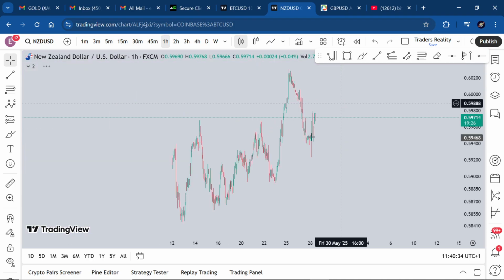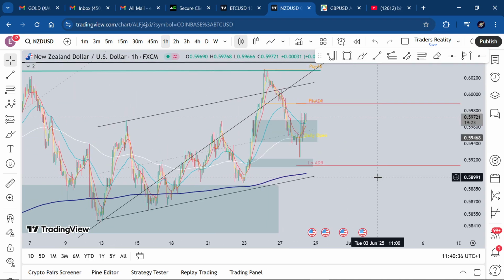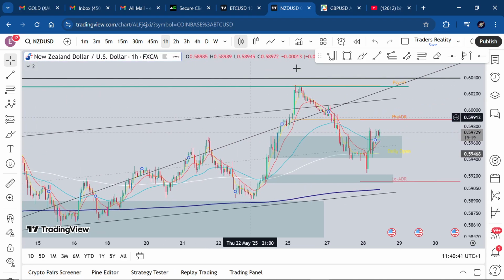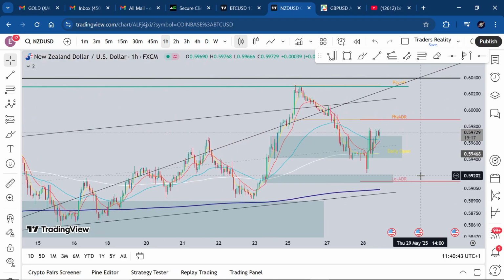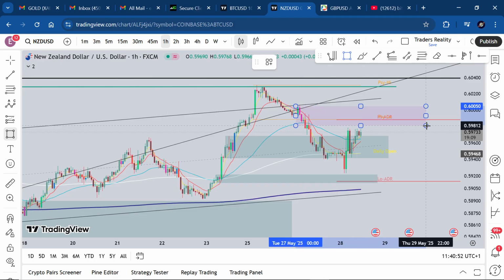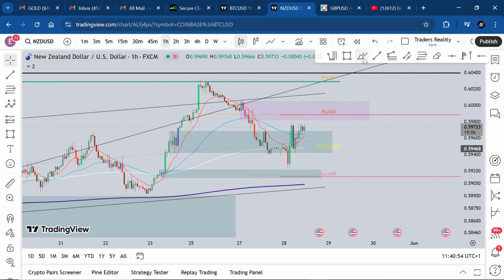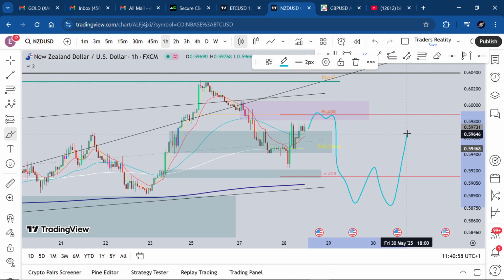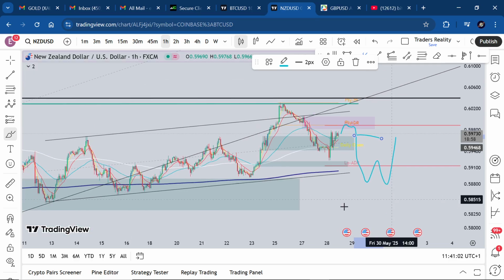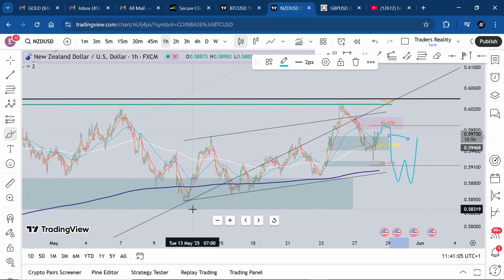NZDUSD, same thing as AUDUSD. All right. Yes. All right. This ABC. Go for ABC. Somewhere into this supply over here. Something like this. Okay. But we could go deeper. Remember, we're correcting a big move. Okay. This.